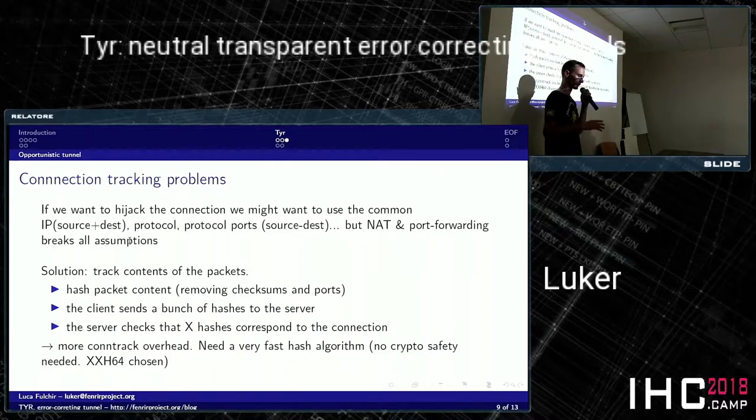And even if, for example, the server didn't have a NAT, there are also these nice things called port forwarding, which breaks any kind of assumption that you can make in making the connection. So the only thing you can have to identify a connection is basically the data inside the connection.